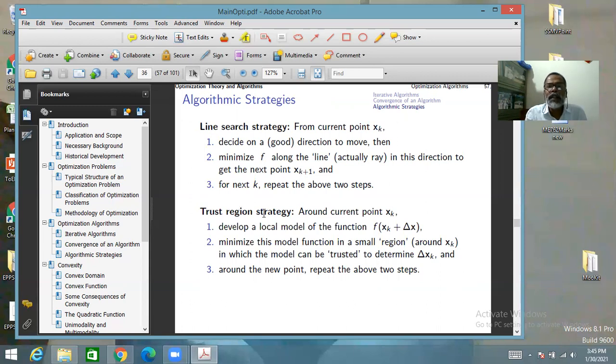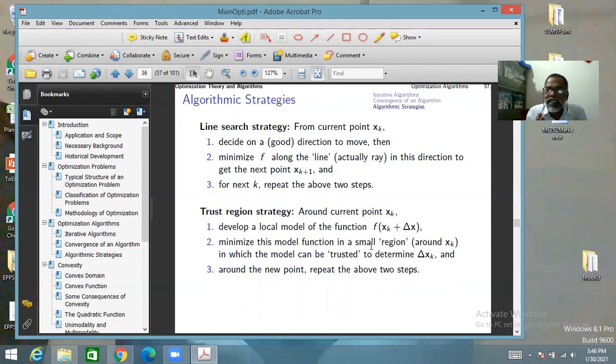On the other hand, the trust region strategy works in another way. It says that around the current point, we develop a local model of the function, which is much simpler than the actual function, which is very nonlinear. Xk is already given. We are there. For given delta x, what is f of xk plus delta x? So it actually becomes a function of delta x. That is the local model. Now you minimize this local model function. Forget about the original function for some time.